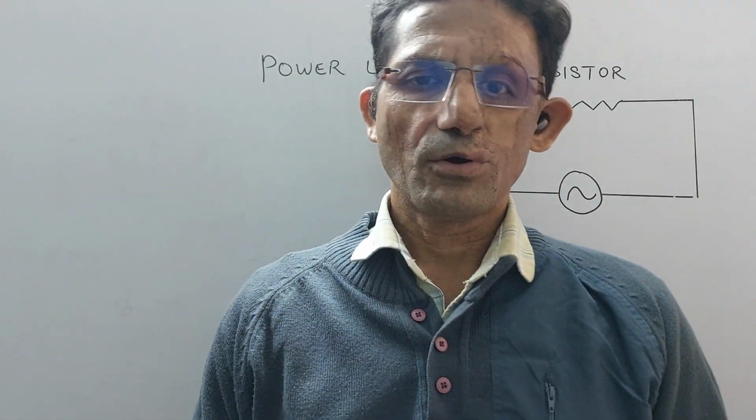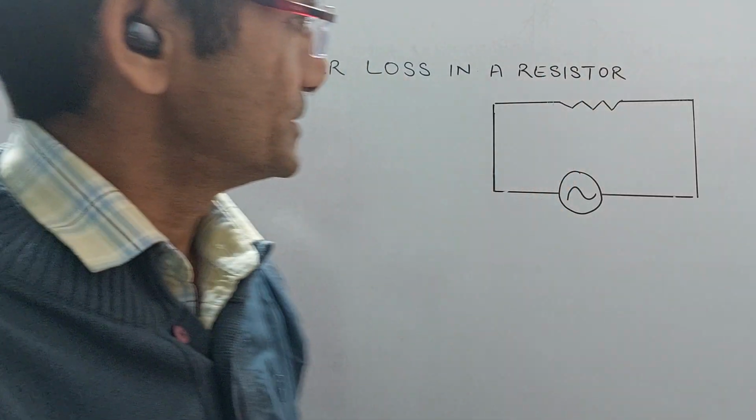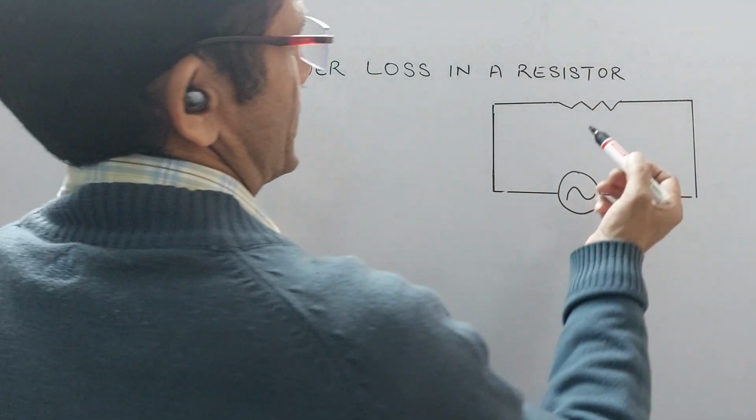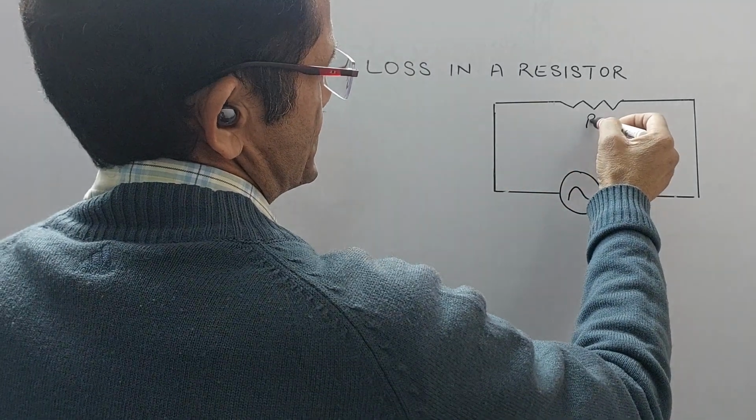Dear students, today's topic is power loss in AC circuits when there are circuit elements, that is, resistors. We know that a resistor always opposes the flow of current. So if I apply an AC voltage across a resistor, it always opposes the change of current. So this is our AC circuit in which a resistor is here.